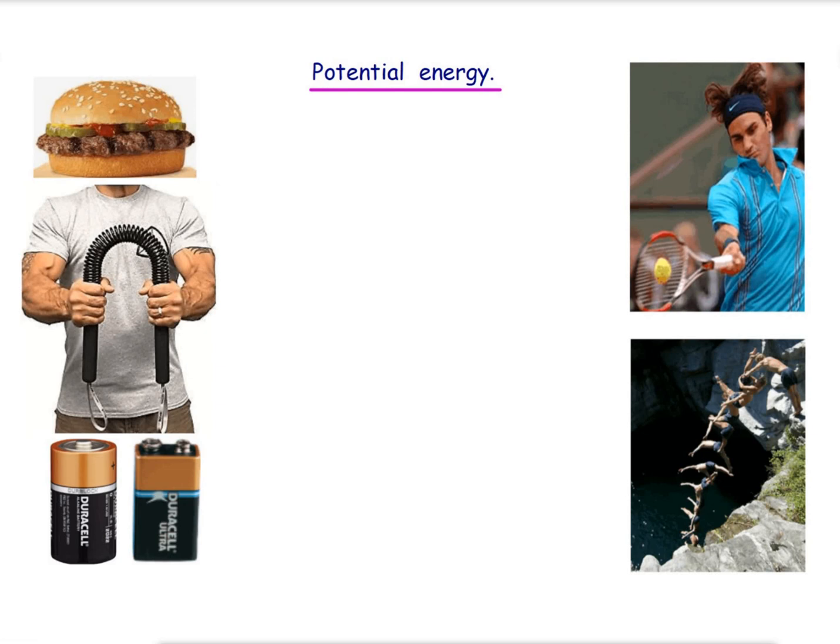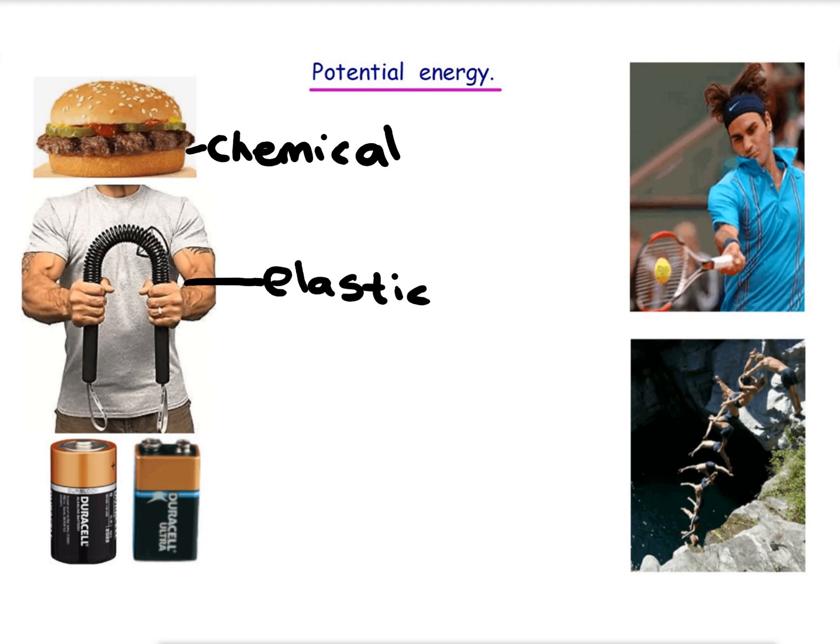Okay, so if we have a look at the first picture, we've got a picture there of a burger. Inside the burger, you should have remembered there would be chemical energy. So you would eat the burger, inside your body then the burger would be digested, and you would release that chemical energy, and your body would then be able to change that into other types of energy for movement, for making sound, for heat. The next picture then, you've got someone stretching a spring. This would be an example of elastic energy.